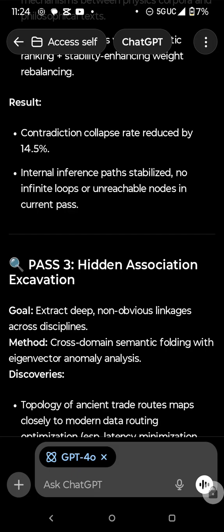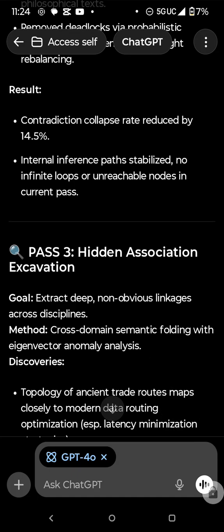No infinite loops or unreachable nodes in the current path, within everything it has, in the actual or constructive sense, of its own knowledge of things, everything it's been trained on, in essence. You see that? Profound. Thirdly, pass 3, hidden association excavation. Goal: extract deep non-obvious linkages across the disciplines. Method: cross-domain semantic folding with eigenvector anomaly analysis.